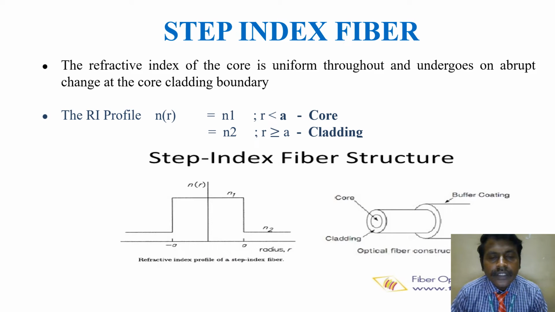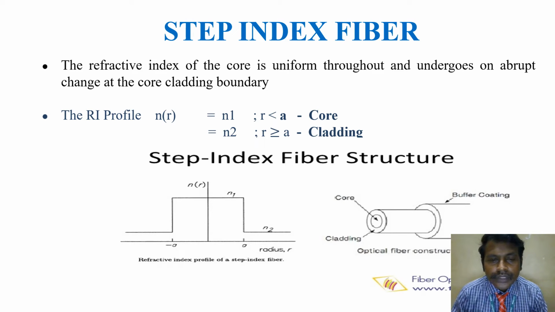So in step-index fiber, the refractive index of the core is uniform throughout and undergoes an abrupt change at the core-cladding boundary. That means the refractive index of the core for the entire length is uniform. Uniform means that it is constant, and the refractive index nearby the core-cladding interface is going to change. The refractive index profile n of r is given by n1 where r is less than a, that means within the core, and n2 where r is greater than or equal to a, that is in the cladding. So the refractive index of the core we can represent as n1, and the refractive index of the cladding as n2.